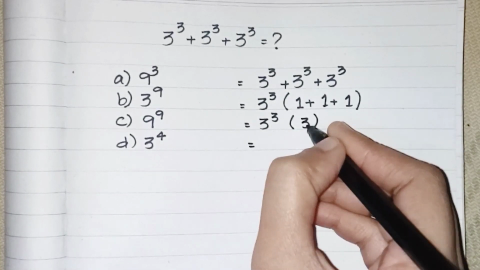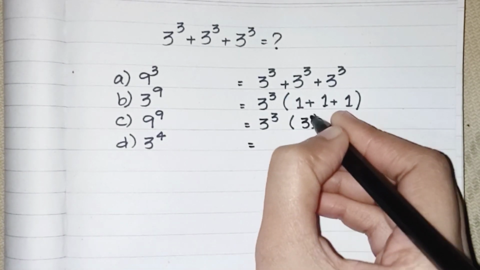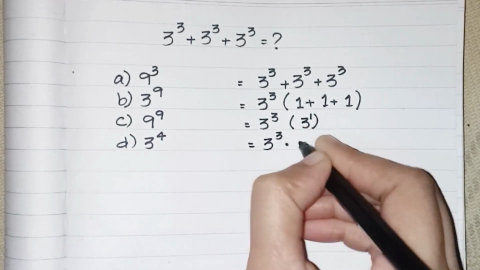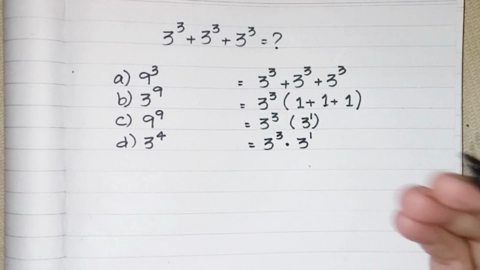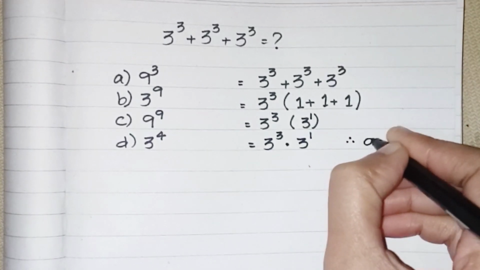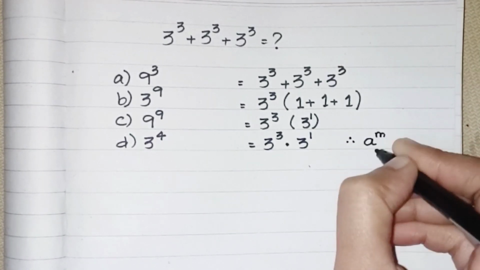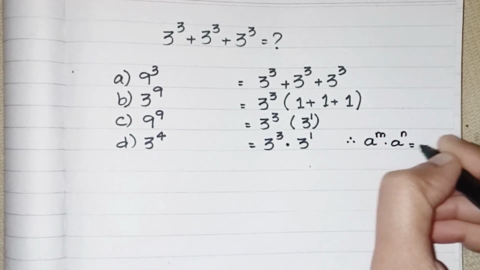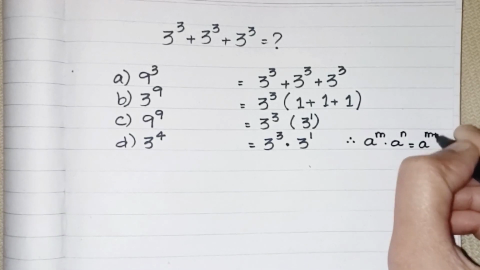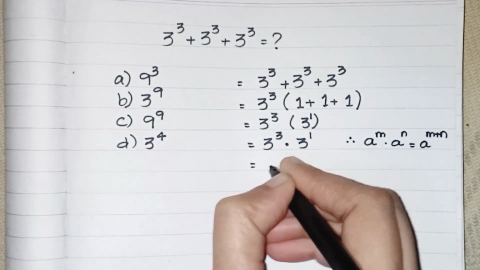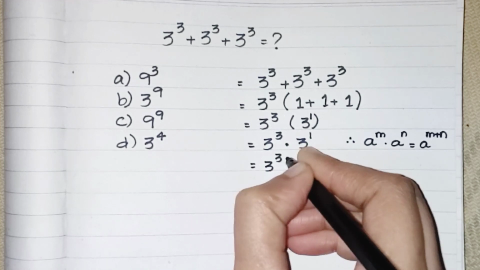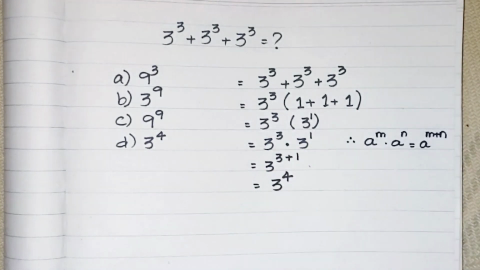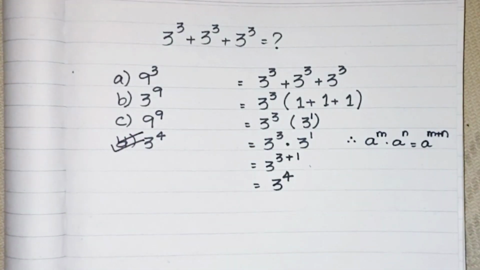Now over here we don't have any power on this 3, which means this 3 has a power of 1. So we can say that 3 to the power 3 is multiplying by 3 to the power 1. And we know the formula: if the bases are the same and the terms are multiplying each other, we can write them like this, so we have to add the powers. So 3 to the power 3 plus 1 is equal to 3 to the power 4, which means option D is the right answer.